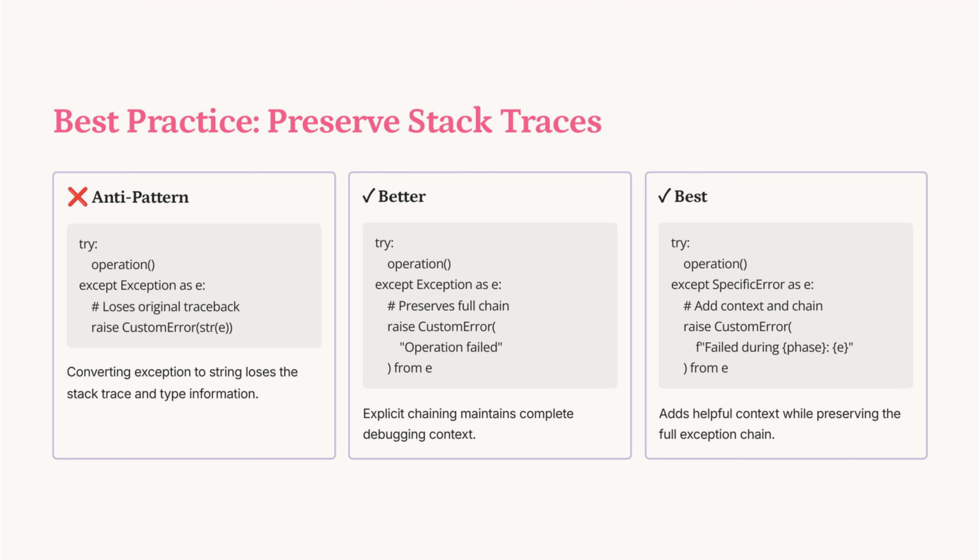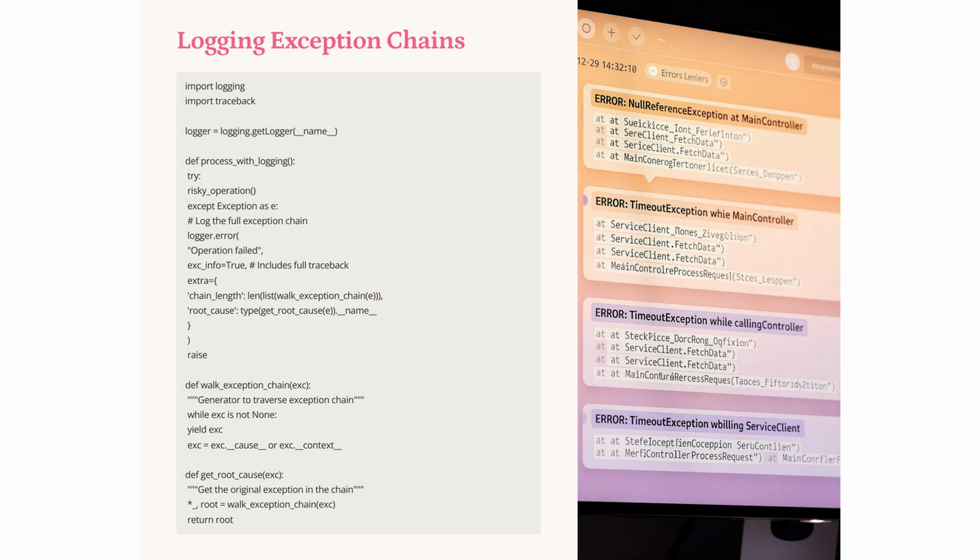Logging exception chains is crucial for debugging. Use logger.error with exc_info=True to capture the full traceback. Enhance logs with details like chain length and root cause type. Utilize walk_exception_chain to traverse exceptions and get_root_cause to identify the original error, ensuring comprehensive error analysis.